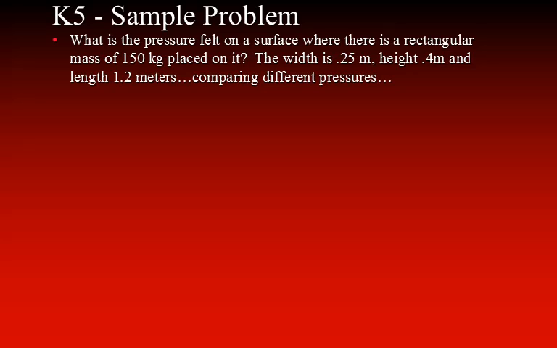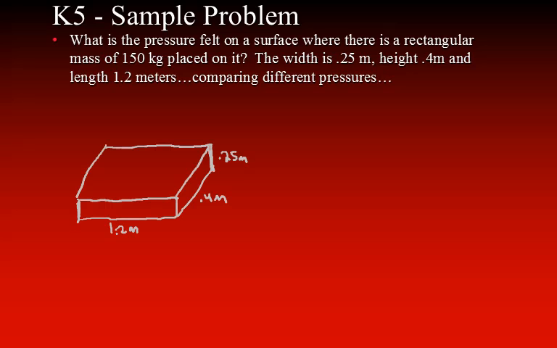And so if you want to pause the clip and determine the different pressures for all the different, I guess there would be 3 different situations here, you can do that. And the force of this is going to be the force of gravity, right? You have the 150 kilograms. So when you draw it out, you can draw it out 1.2 meters by 0.4 by 0.25. Go ahead and calculate what it would be like standing up or on its side or whatever, the 3 different configurations, and we'll compare the different pressures. So go ahead and pause the clip and take a look at that. When you're ready to check, you can hit play to continue.